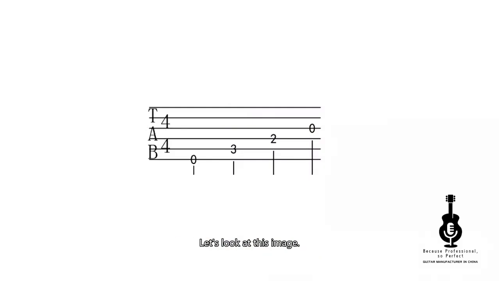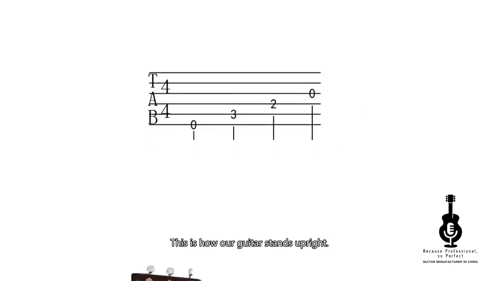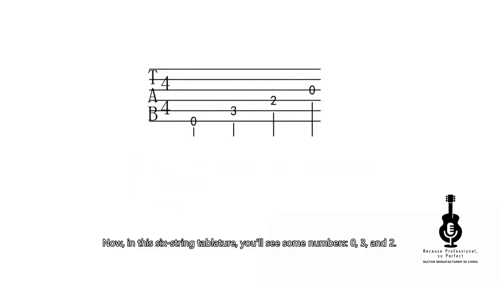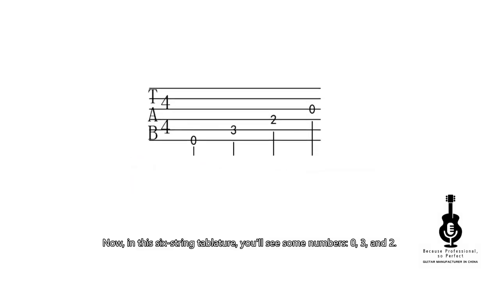Let's look at this image. Here, you see 6 horizontal lines. They represent the 6 strings of the guitar, as marked in the video. The first string is the thinnest, the 6th string is the thickest. This is how our guitar stands upright. You can see it lines up exactly with the strings. It corresponds to 6-string tablature. Now, in this 6-string tablature, you'll see some numbers, 0, 3, and 2.